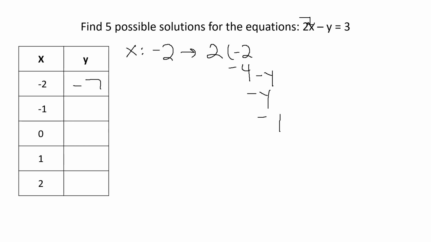So now we plugged in our negative 2. And before you even start saying, I have to do this for every single one of these problems, the answer is yes. Yes, you do. That's why I said pick easy numbers.